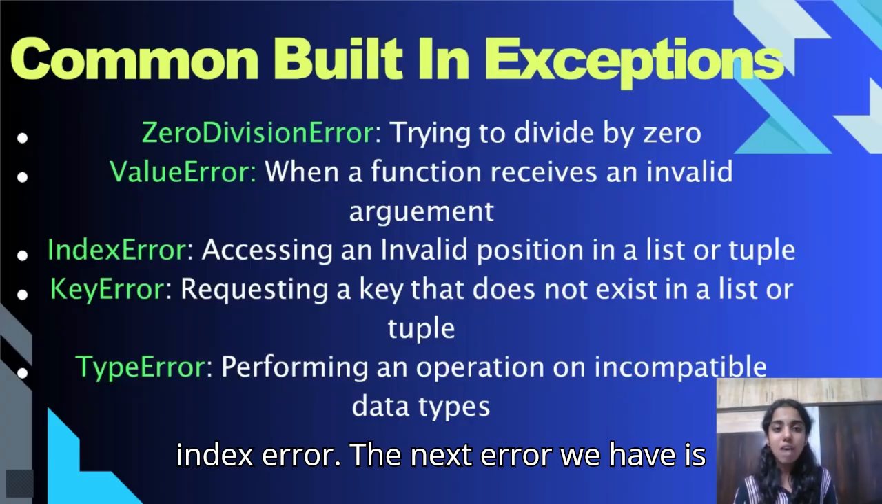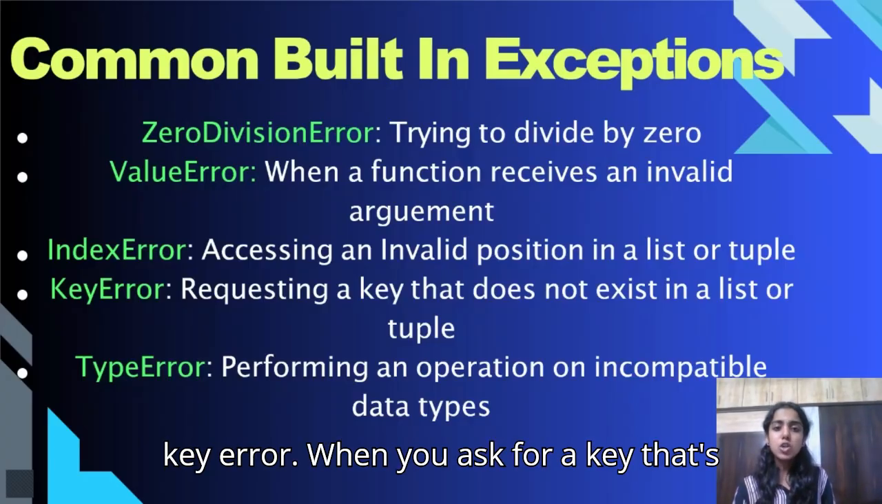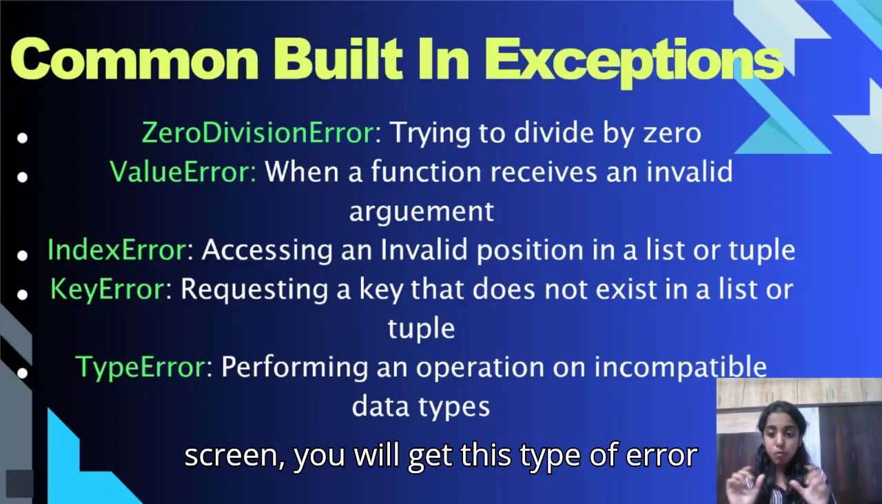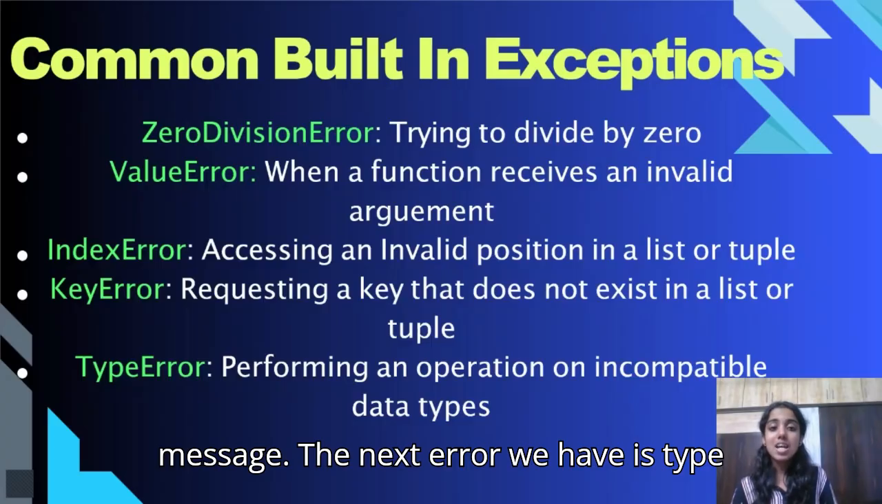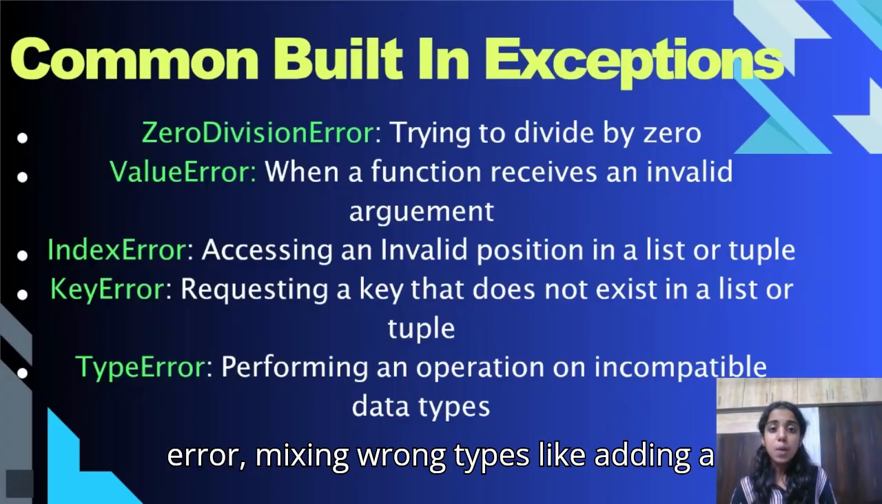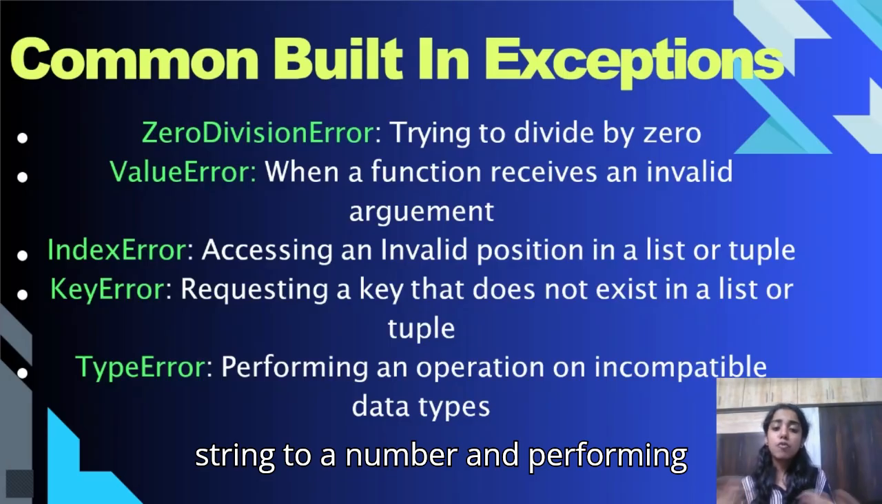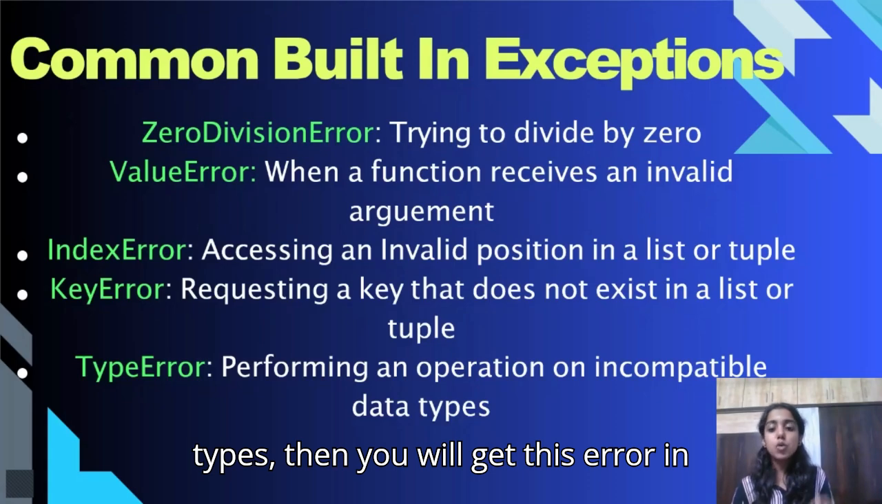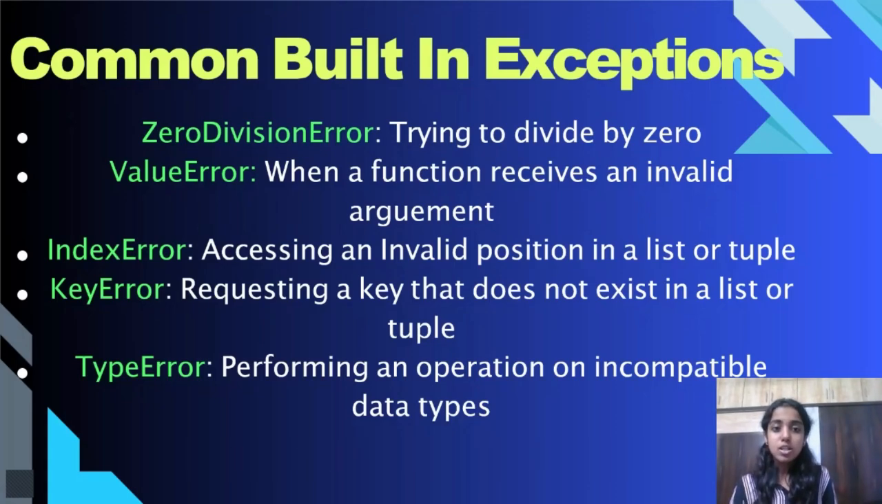The next error we have is KeyError. When you ask for a key that's not in your dictionary, in your output screen, you will get this type of error message. The next error we have is TypeError, mixing wrong types like adding a string to a number and performing different operations on incompatible data types. Then you will get this error in your output screen.